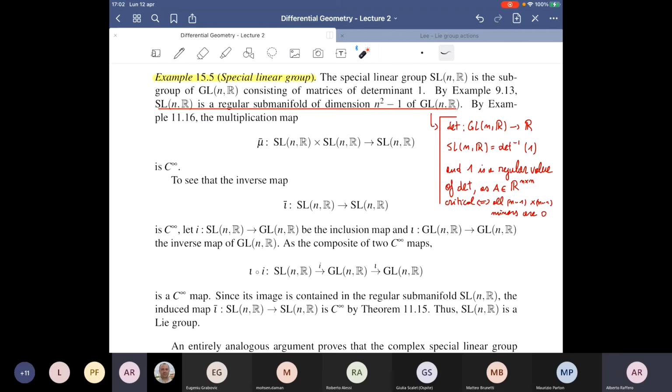In particular, the crucial fact here is that the special linear group is a regular submanifold. This is what allows you to conclude that both the product map and the inverse map are smooth maps from the special linear group to itself. So they are smooth, and so it satisfies all the requirements in the definition of a group.